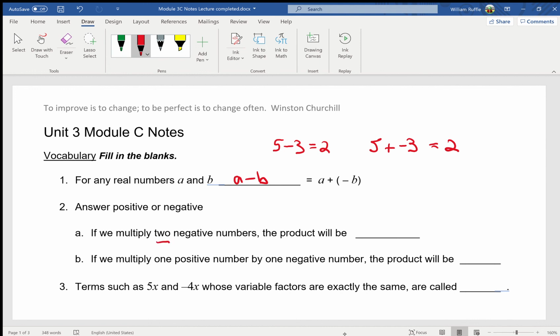When we multiply two negative numbers, the product will always be positive. In addition, this is the exact opposite. If I were to do negative 5 plus negative 3, that is still negative. But negative 5 times negative 3 will always be positive. If we multiply one positive number by one negative number, the product is always negative.